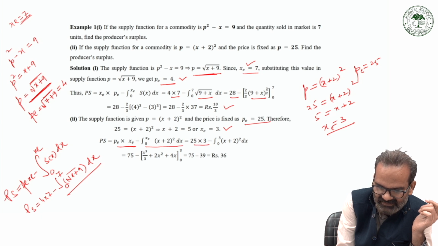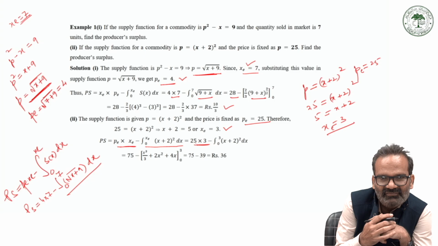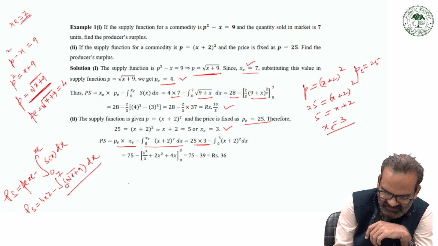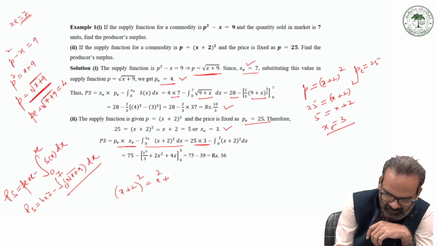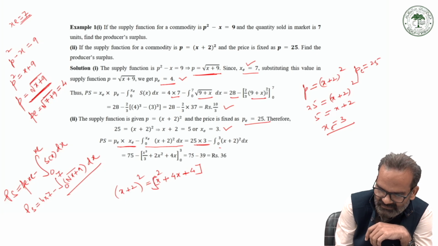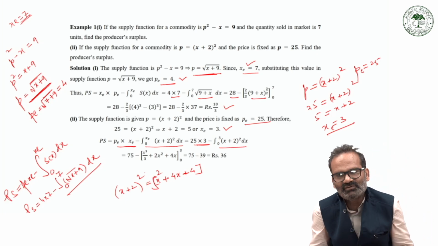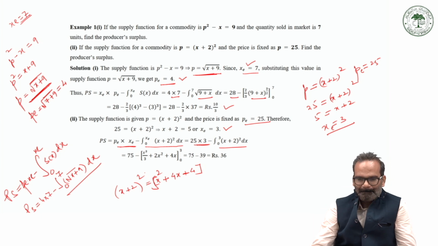This is 25 into 3, it will come out to be 75, and for (X plus 2) square, the integral of this is x cube by 3 plus 2x square plus 4x. Perhaps what he did, he had expanded this. (X plus 2) square can be written as x square plus 4x plus 4, right? And then integrate it, right? So the integral of this is this. You will get 36 rupees as the producer surplus.